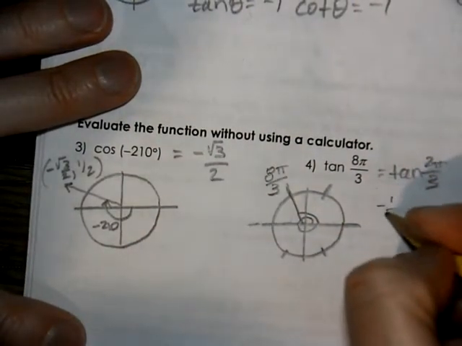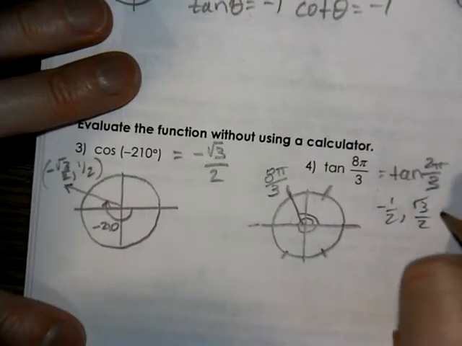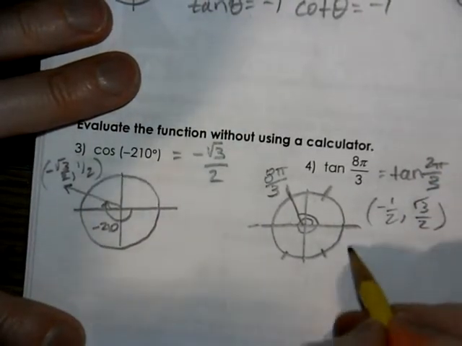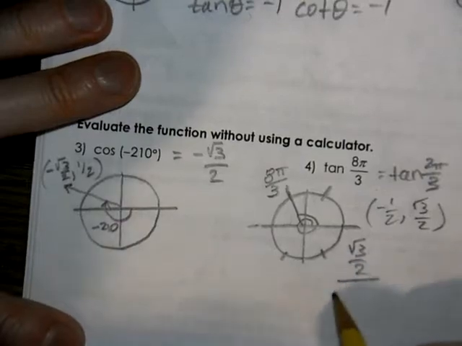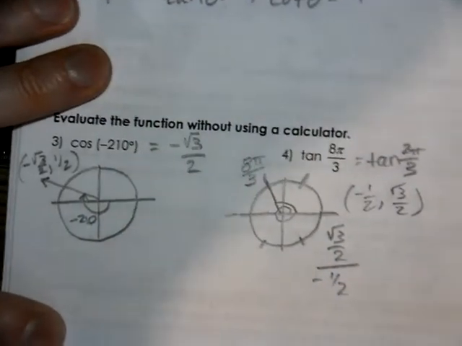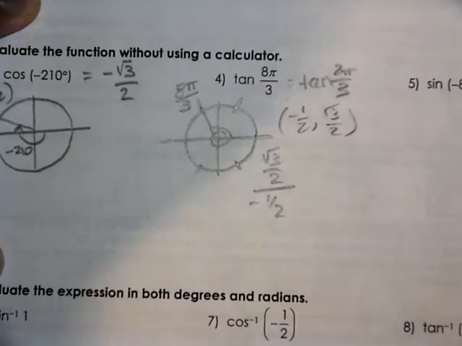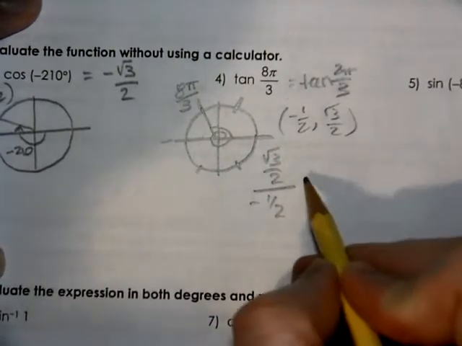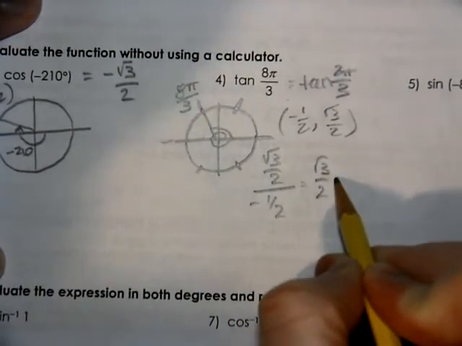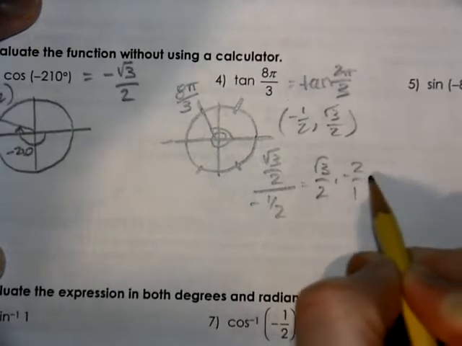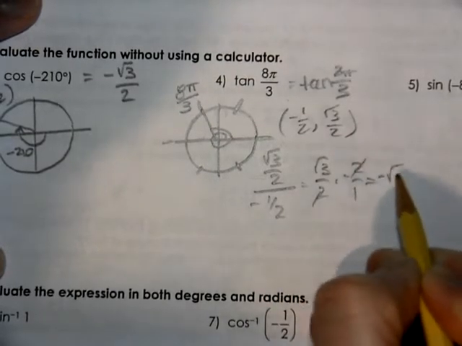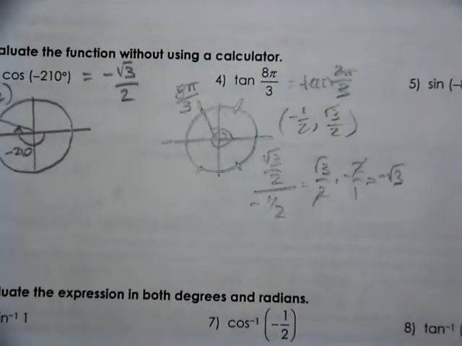But just for fun, I will show us how that comes about. We get root 3 over 2 over negative 1/2. That's the coordinate for 2 pi over 3. So we take our root 3 over 2 times negative 2 over 1, and that gives us negative root 3. All of the 60-degree angles will be a root 3 format for tangent. All the 30-degree angles will be a root 3 over 3.